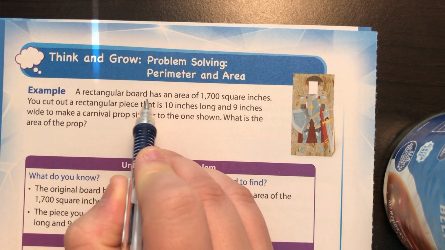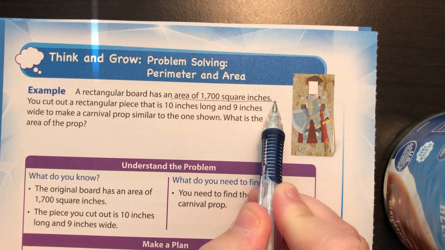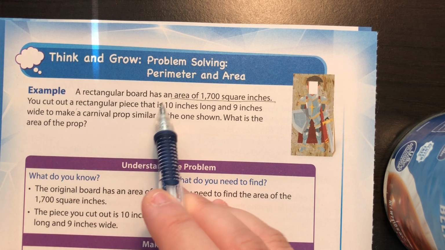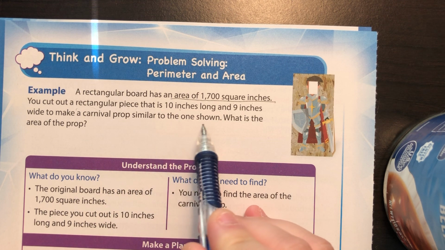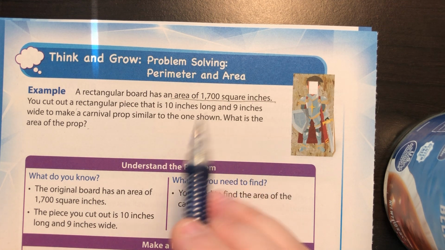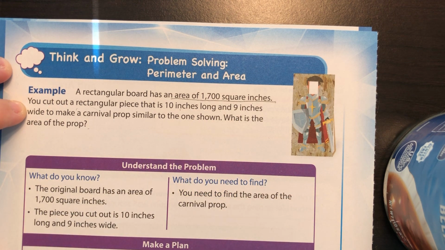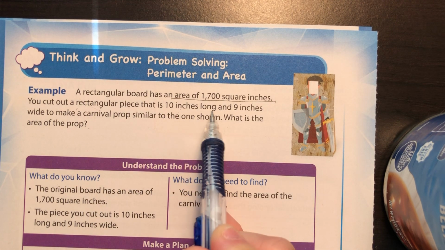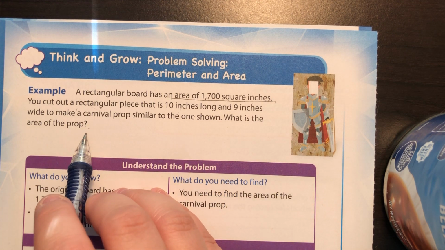A rectangular board has an area of 1,700 square inches. You cut out a rectangular piece that is 10 inches long and 9 inches wide to make a carnival prop similar to the one shown. What is the area of the prop? Okay, so we know that the area of the rectangular board is 1,700. We know that you cut a rectangular piece that is 10 inches long and 9 inches wide to make carnival props similar to the one shown. What is the area of the prop?